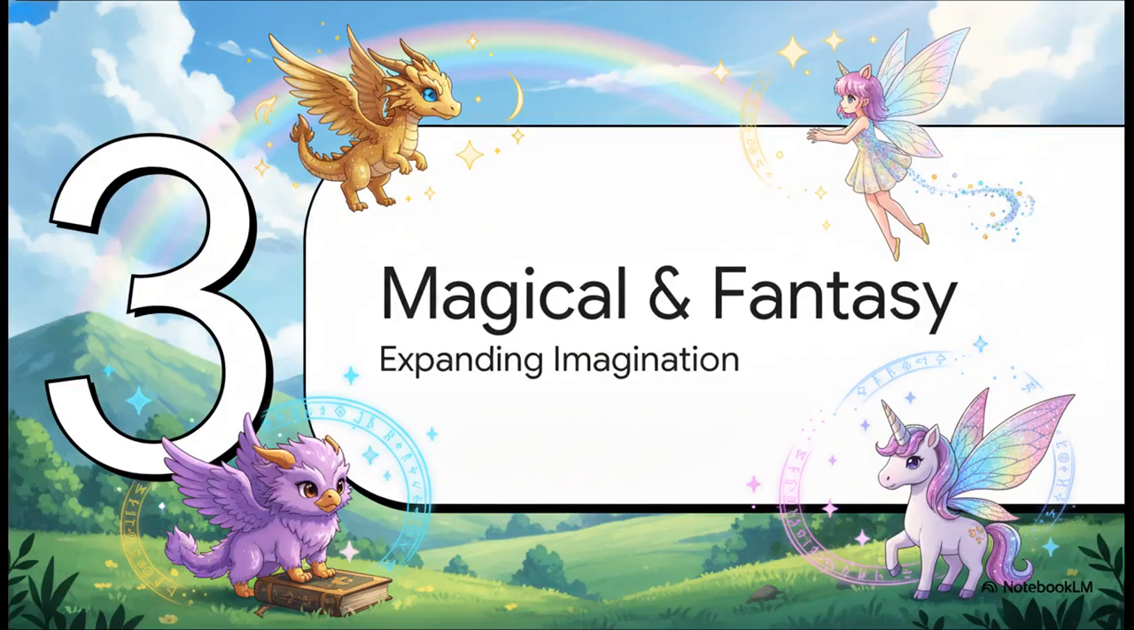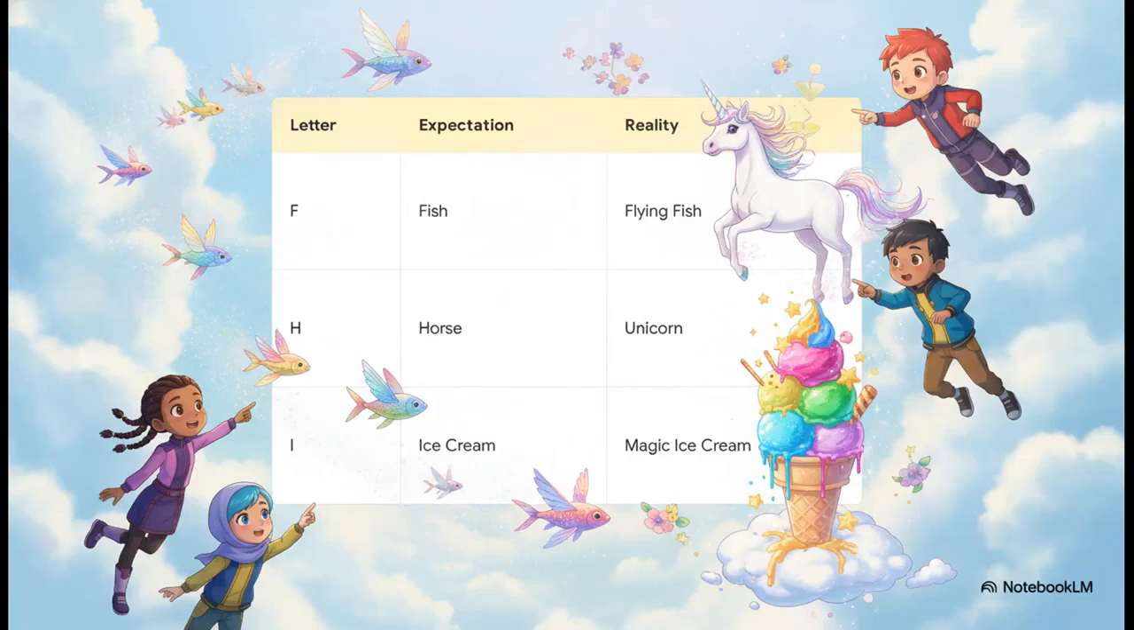Okay, Section 3. Magical and fantasy creatures. We are expanding the imagination here. Nature easily gives way to mythology when a fish suddenly takes flight or a horse grows a unicorn horn. But honestly, the real magic happens when everyday treats get enchanted. A standard dessert completely transforms into magical rainbow ice cream. This gives 3D animators the perfect excuse to just go completely wild with colors and particle effects.